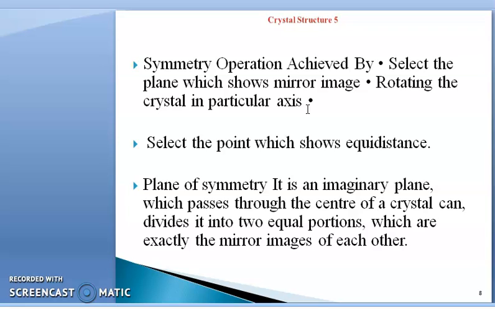Then what happens? If we hold together those half parts of the rectangular cardboard, they coincide with each other. So in this way there are various operations: selecting the plane which shows mirror images, rotating the crystal about a particular axis. We can achieve operations in different ways. Select the point which shows equidistance also.